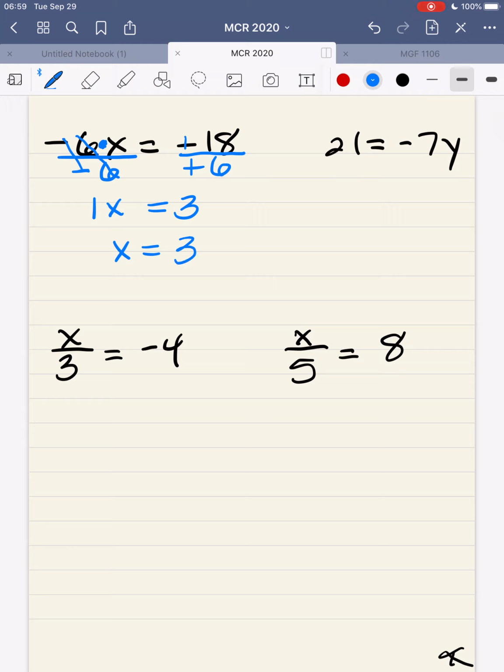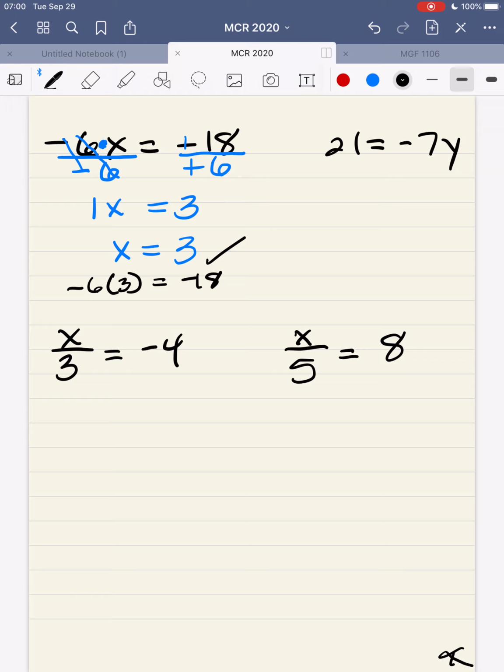I can still test this. Is negative 6 times 3 equal to negative 18? Well, negative times a positive gives me negative. 6 times 3 is 18. We are good to go. So make sure you're checking these.